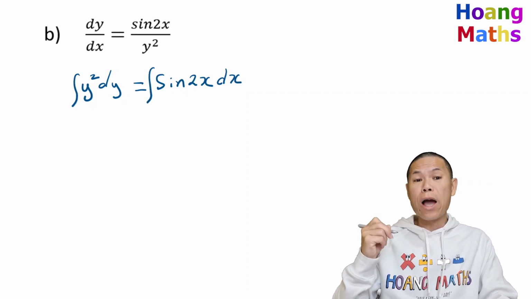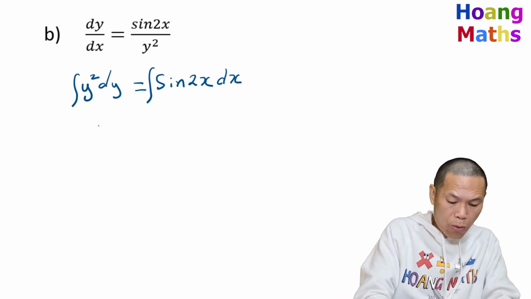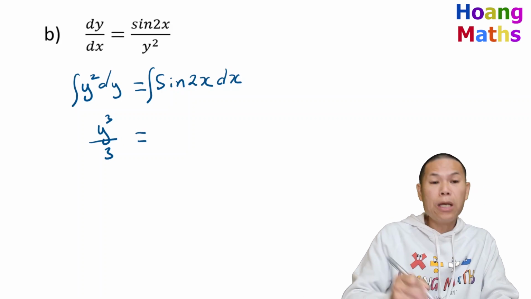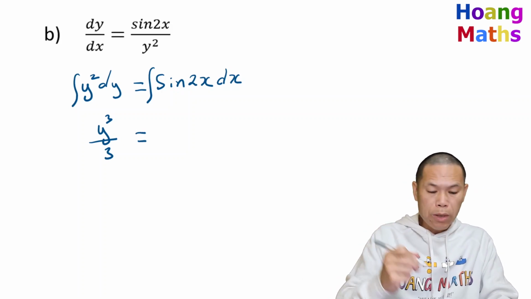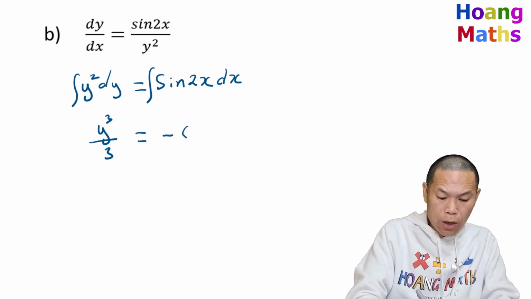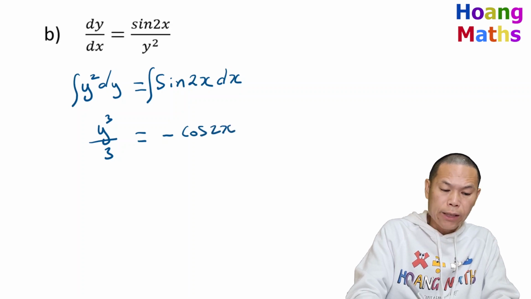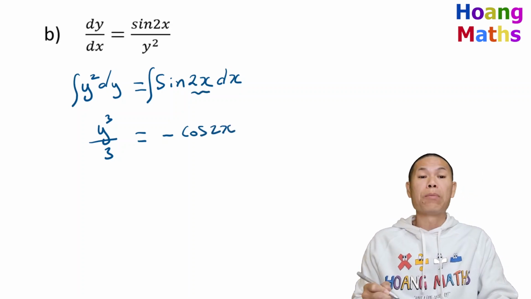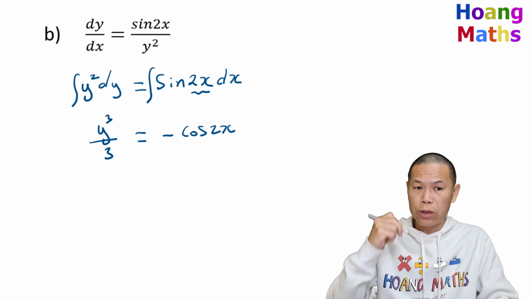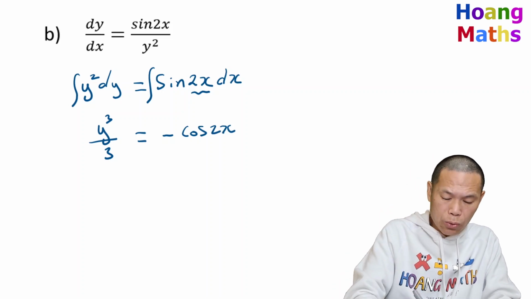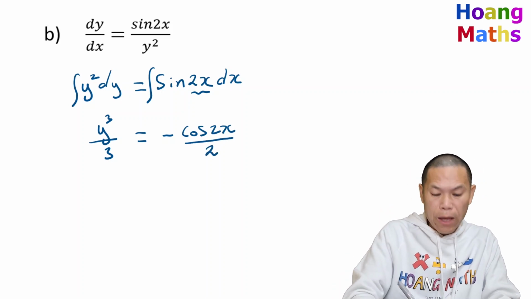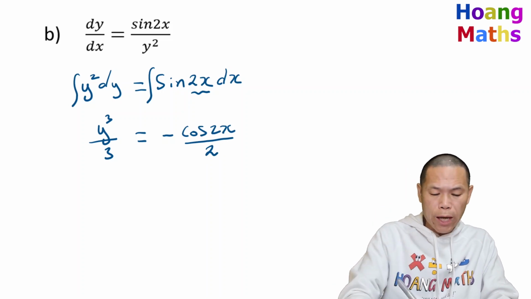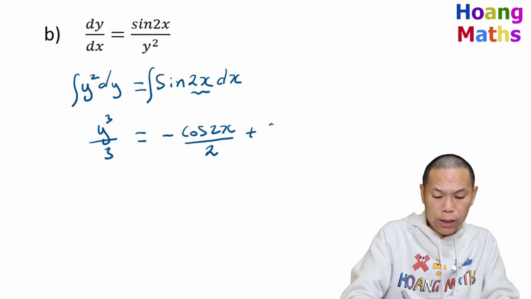So integrating y squared will give me y to the power of 3 divided by 3. Integrating sine will give me negative cos, so negative cos of 2x. And don't forget, we divide by the differentiation of the angle. So differentiating 2x gives me 2, so over 2. Now, after integrations, do not forget, we need to add a constant c.